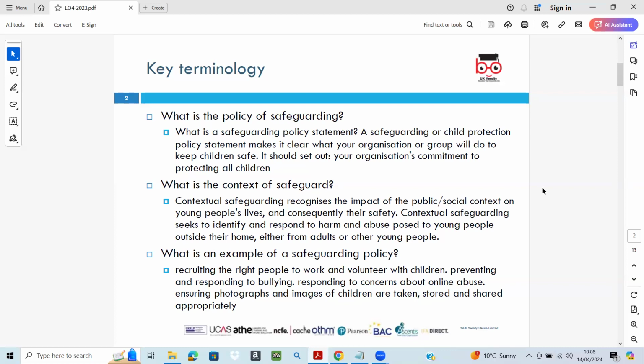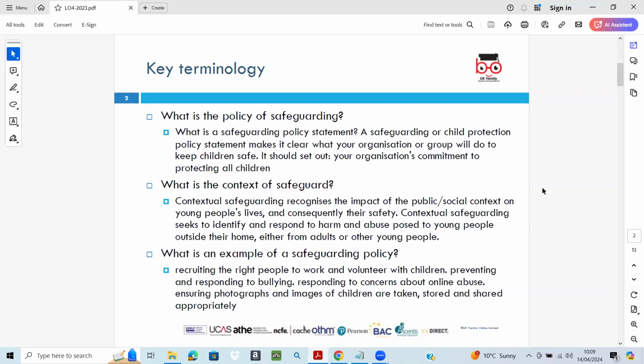If someone asks you why you think having a clear policy is important in an organization, the answer could be that it ensures that everyone in the organization understands their roles and responsibilities in safeguarding, promoting a consistent and proactive approach to preventing abuse. So this is why the policy of safeguarding is important, and what it is we discussed.